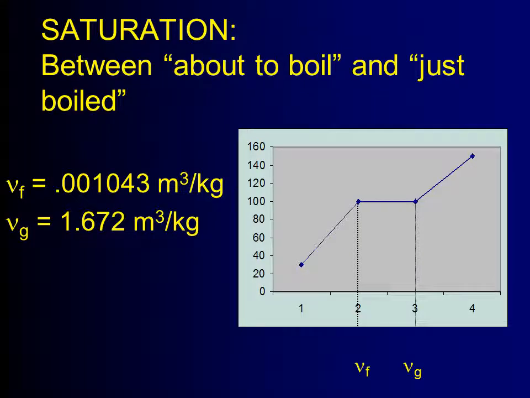We define these points as VF and VG. So if you look in your steam tables, and don't worry if you don't get exactly this number, because depending on the book, the values in the steam tables will be just slightly different, but you should find something close to VF is about 0.001043 meters cubed per kilogram, and VG, much, much larger, the gas, 1.672 meters cubed per kilogram.